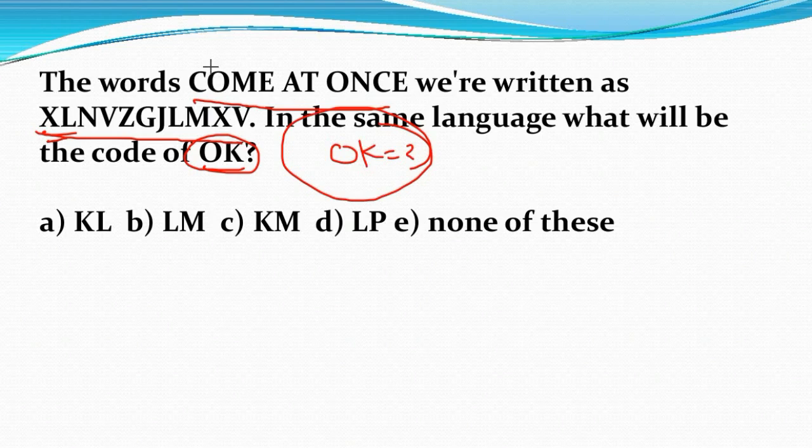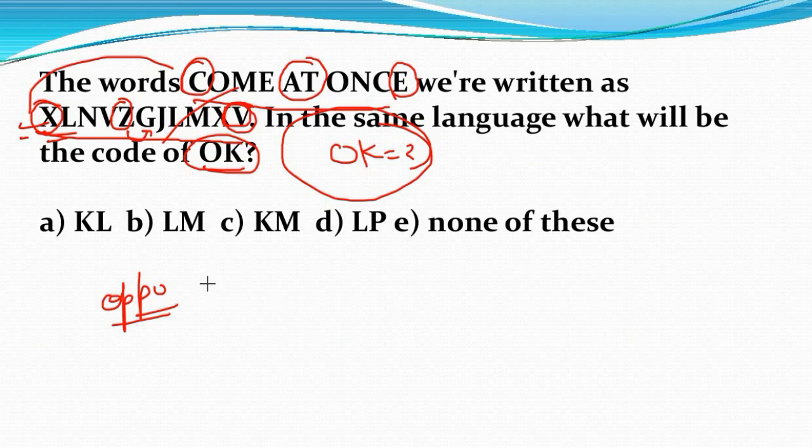First, we check the pattern of "come at once" and this. You can clearly observe the first letter is C and the first letter of the code is X. C and X are opposite letters. The last letter is E and the last letter of the code is V, and E and V are also opposite letters. If we move to AT, it means the fifth letter from the starting. The fifth letter means Z, and A and Z are also opposite letters. T is next to the A, and the letter next to Z is G. It means clearly you can observe the pattern between "come at once" and this coding is opposite letters.